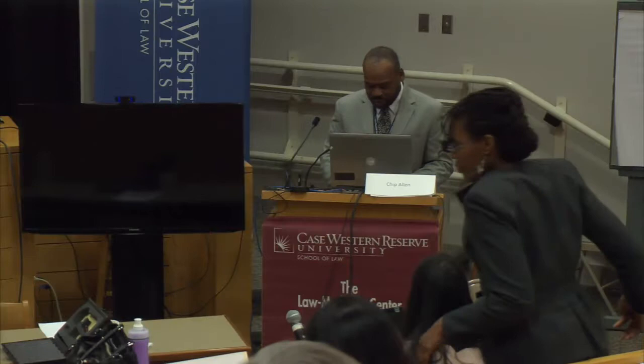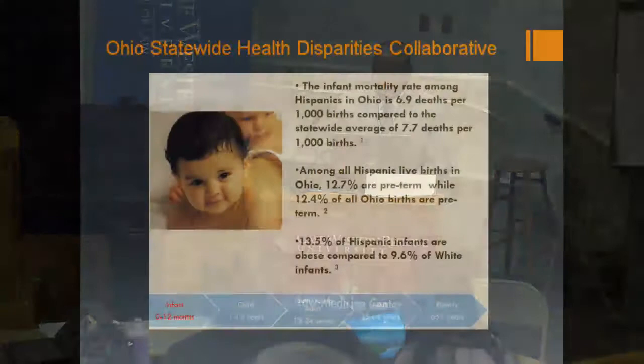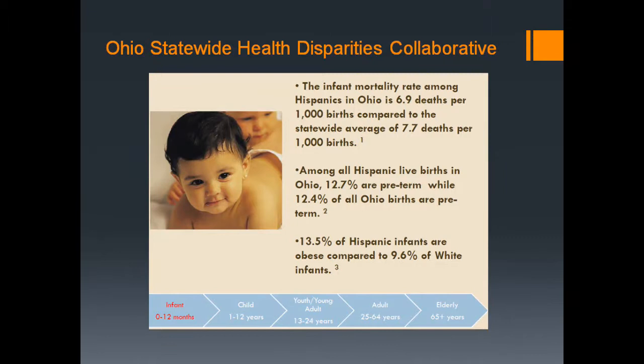I'm also a part of the Ohio Statewide Health Disparities Collaborative. If you would go to our site, you would see one of these slides. And the reason why I actually show this is because when we think about health disparities and health inequities and we understand what those definitions mean, we tend to think about these problems with a particular health problem in mind. So maybe it's HIV and AIDS, or maybe it's heart disease and stroke. We tend to segment our understanding of health disparities based on diseases when actually health disparities impact all of us, particularly in terms of a lifespan.